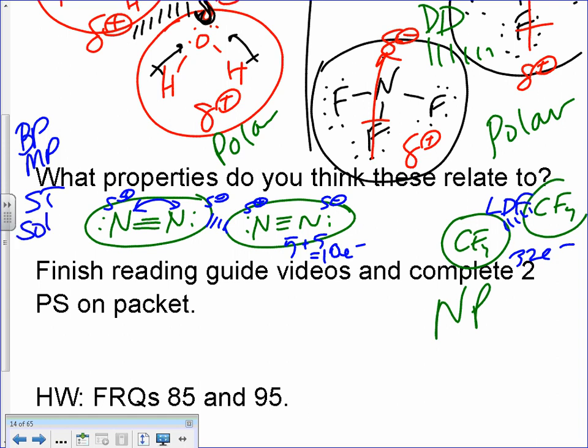Solubility? Viscosity? What else? Cohesion, so that's going to kind of be more related to surface tension. You can't measure surface tension. You're just going to say that this thing has higher surface tension than this thing because it's got greater intermolecular forces than this thing. Greater meaning hydrogen bonding.